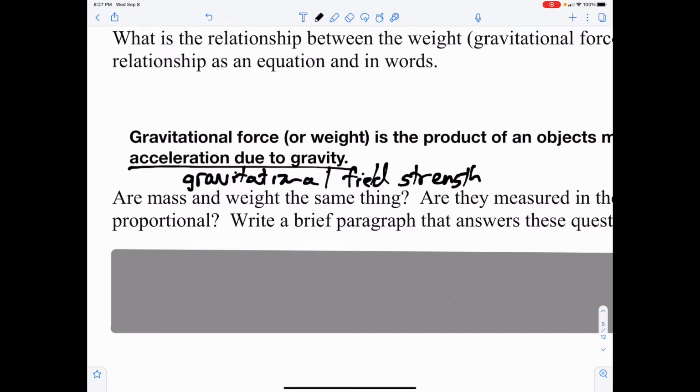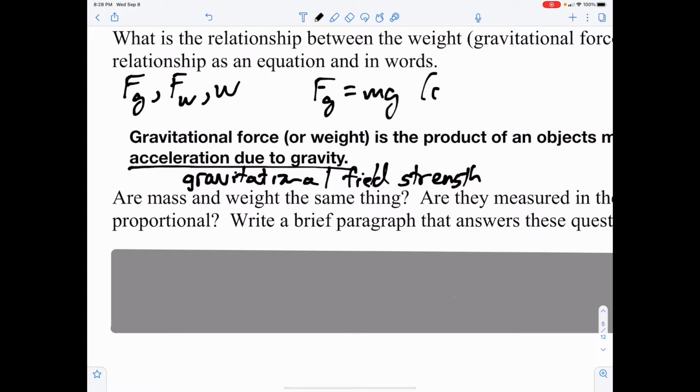The equation for it, well, remember we could use F sub G or F sub W for the force of the weight, or just W. All of those are acceptable variables for weight. I usually go back and forth between these two. So F sub G equals mg, right? Or you could write weight equals mg. I'll write this one quite often.